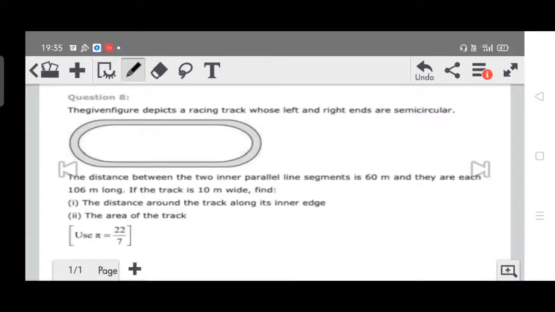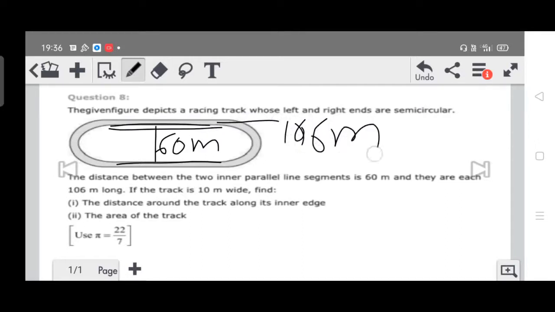Here, the 8th question is: the given figure depicts a racing track whose left and right ends are semicircles. Here, left and right, these two ends are semicircles. You can see the semicircles here. The distance between the two inner parallel lines, these two, is 60 meter, and the parallel lines are each 106 meter long.